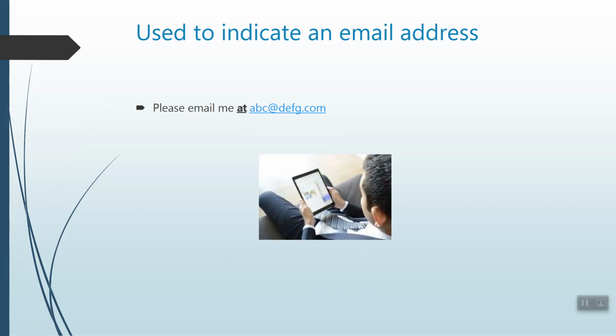Used to indicate an email address. For example, when you say, please email me at abc.com. For example, abc at gmail.com. You see, with email we use at. We don't say please email me in or on at.